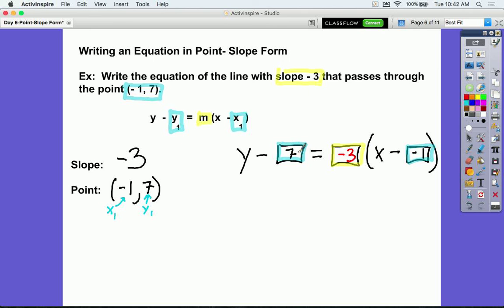So when I think about what this is going to look like in point-slope form, here's what I've got. Y minus 7 is equal to -3 times the quantity of x minus -1, and we write that as x plus 1. So we use the slope, we use the points, there's our equation. Let's try another.